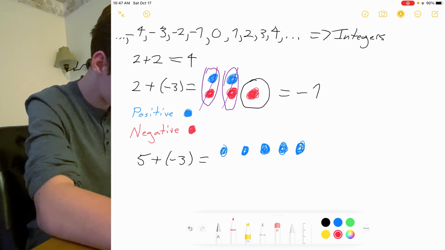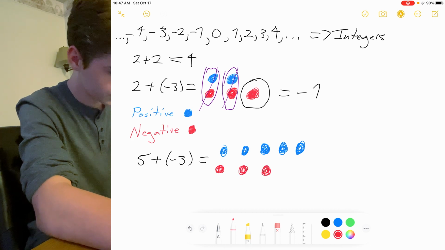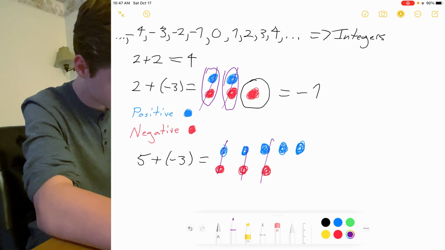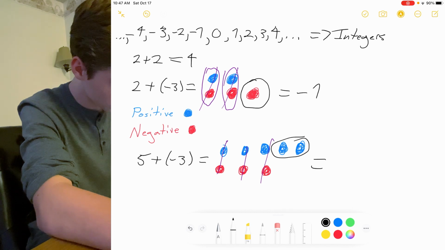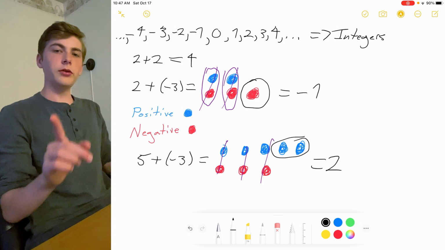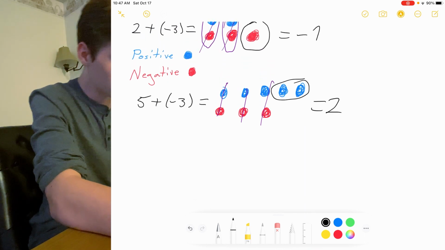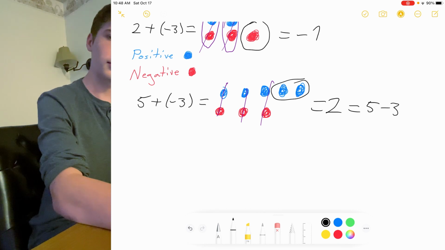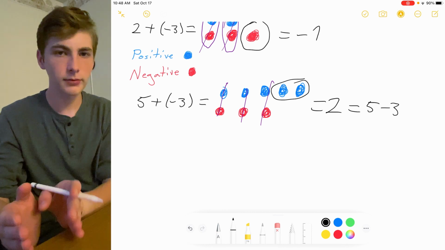Then we're going to have our minus 3, right? So minus 1, minus 2, minus 3. Okay. So now these cancel out, and we're left with the positive 2, right here. So that will be plus 2. Now you'll notice when we add a negative, this is actually the exact same thing as 5 minus 3, right? 5 plus negative 3 is the same as 5 minus positive 3.